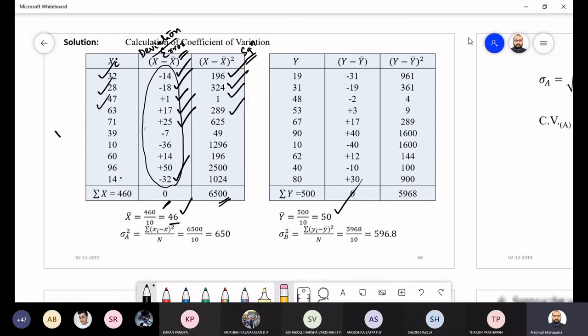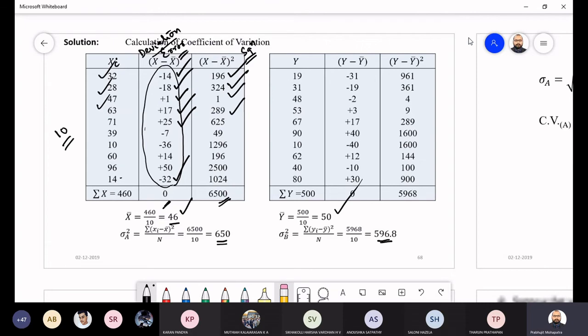How many matches has he played? 10 matches. So for each match, how much average deviation does he have? The average of the squares of the deviations is 650. Getting it or not? Similarly, for the second player, the average of the squares of the deviations is 596.